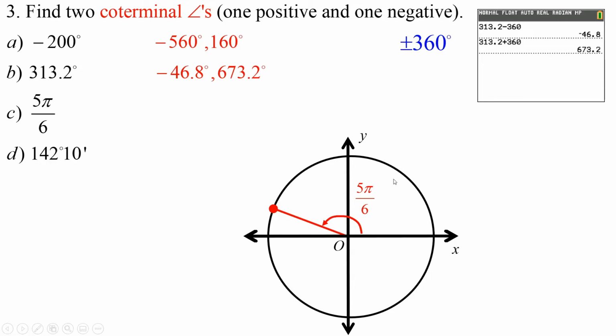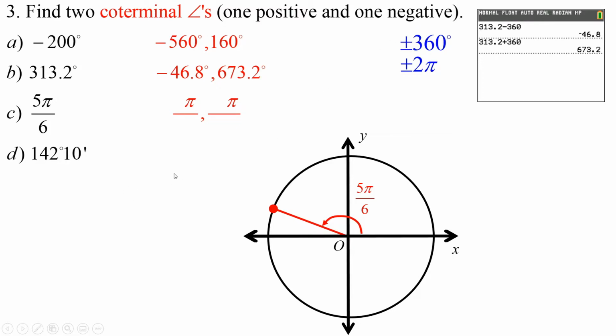Look at that, 5 pi over 6. Now, because I'm in radians, instead of doing plus or minus 360 degrees, we're going to do plus or minus 2 pi. That's one revolution in radians, 2 pi. So 5 pi over 6 minus 2 pi. All right, well, let's do it like this. Let's try it in our head first and see how we do.